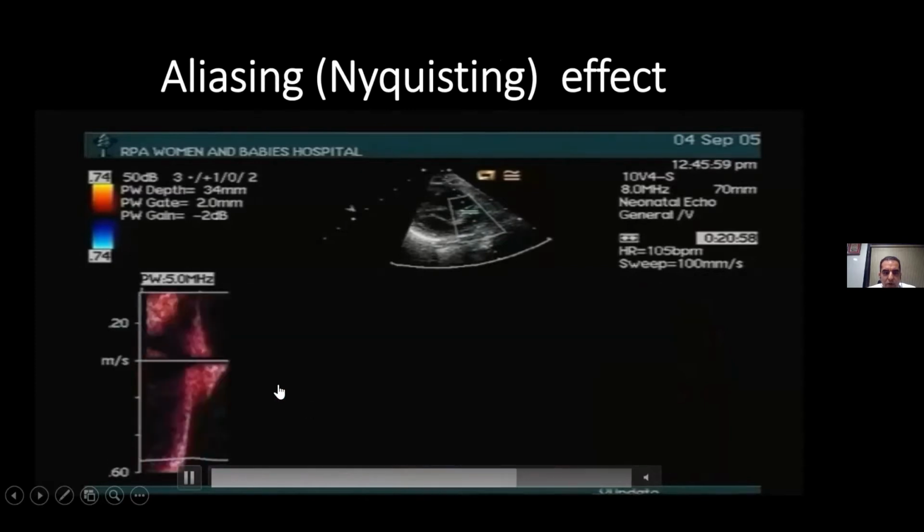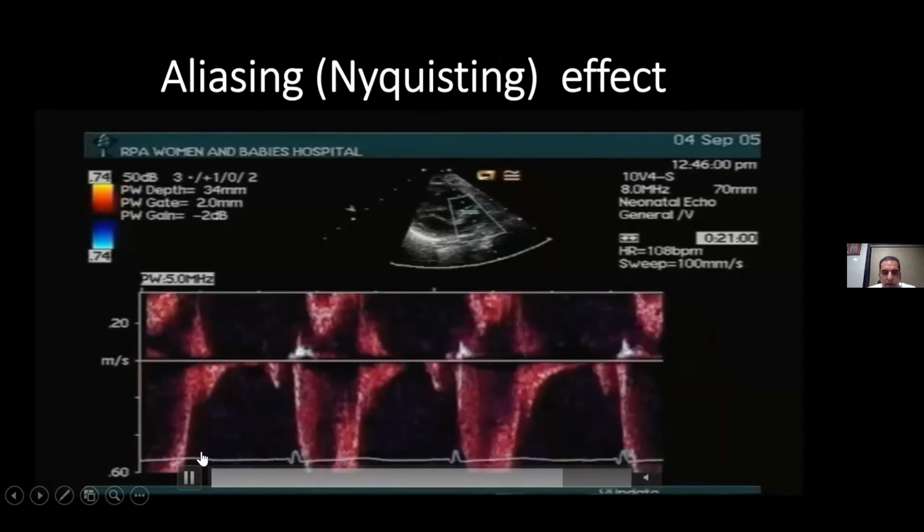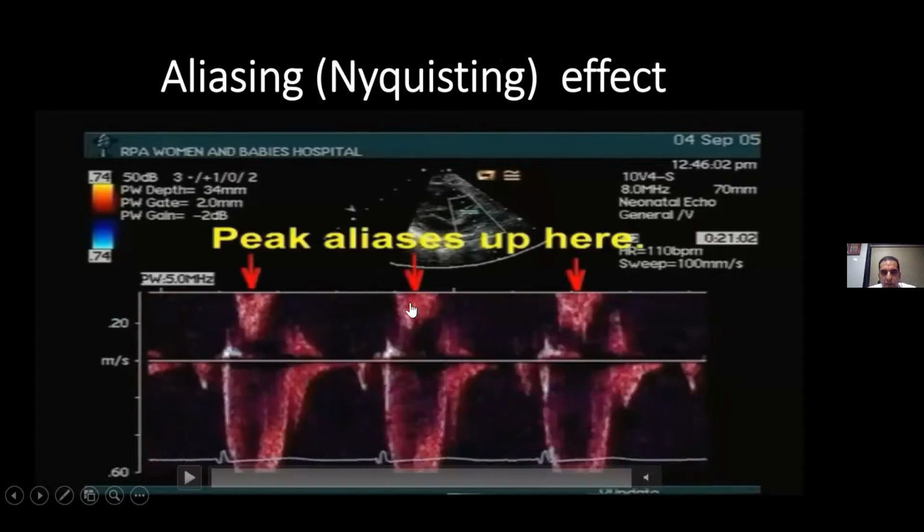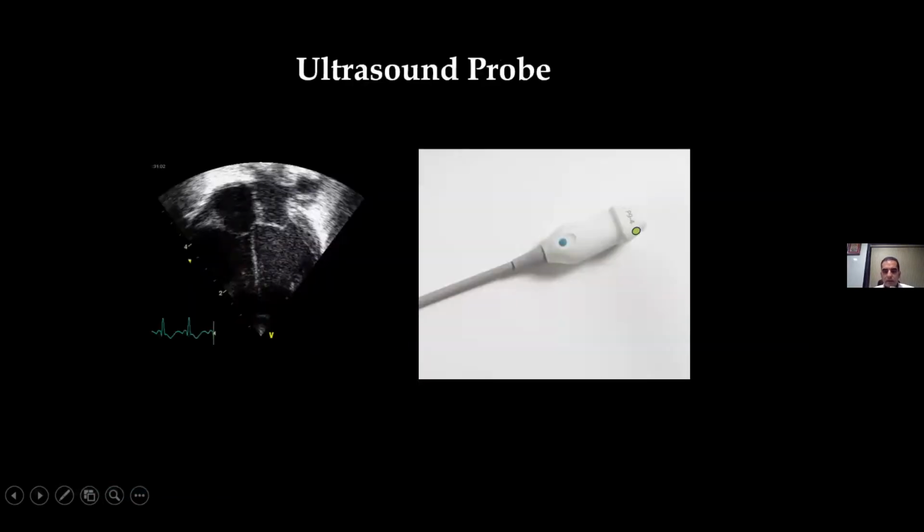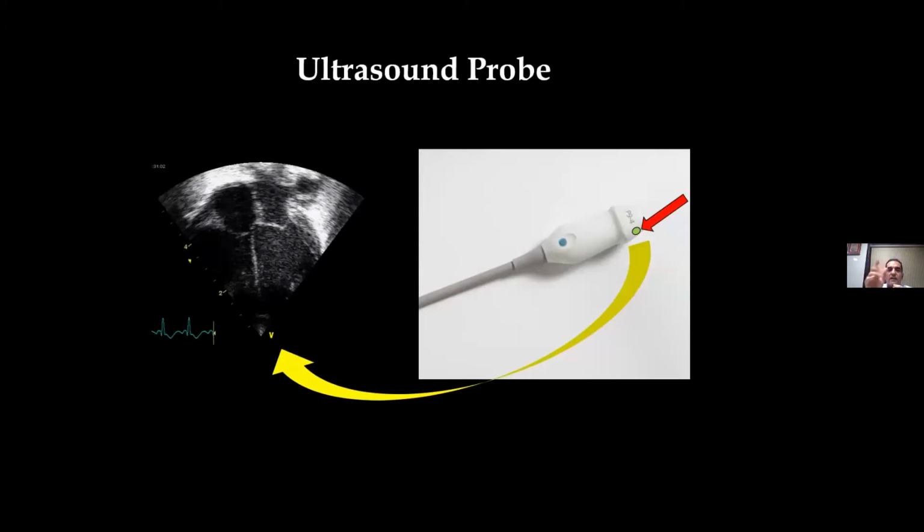And as the velocity increases from the upper range, you see the tip comes on the opposite side. And this is aliasing. This is the Nyquist effect. Again, the orientation of the probe, everybody knows this is the probe marker. It correlates with your probe orientation marker. Last week, I showed on the baby also how if you rotate the probe 180 degrees, how the chambers changed. So this is what is correlating.